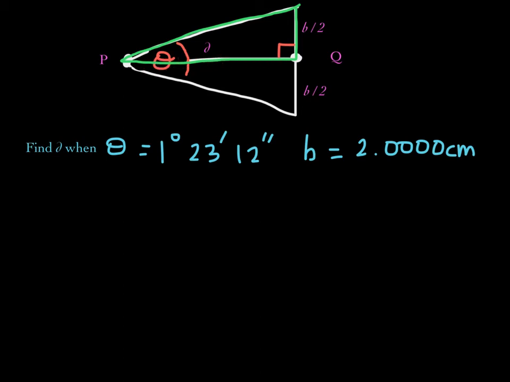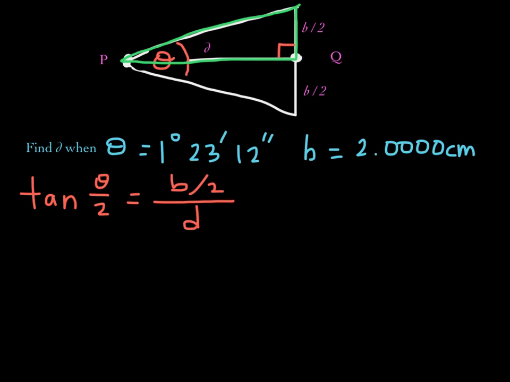So what I'm going to say is tangent of half of theta must be opposite, which is b over 2, over adjacent, which is d. Did you guys catch that? Tangent of half of this angle, so theta over 2, must be opposite over adjacent, b over 2 over d. Now the question here is find D, find this distance. Now remember that theta is this angle here, right? So we're taking half of that angle.